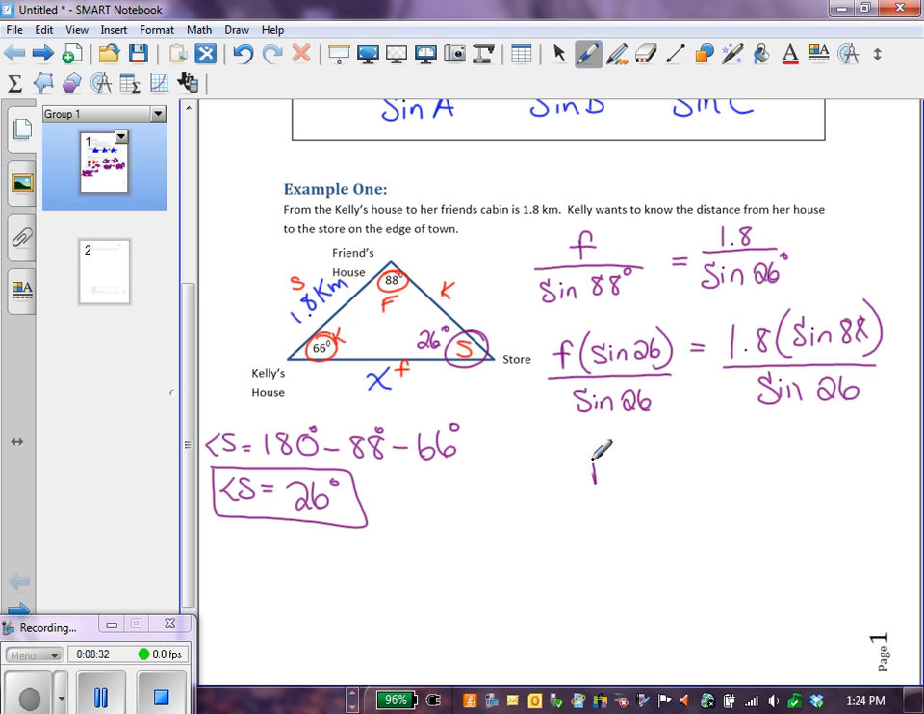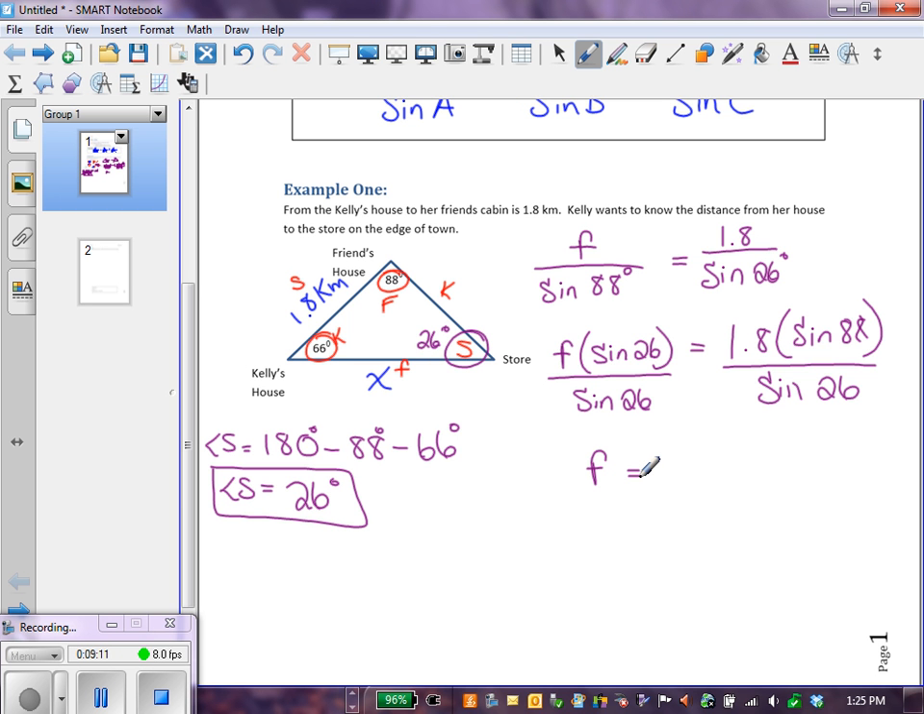In your calculator, especially those of you with graphing calculators, you can do a lot of this in one step. For those of us who want to take it slower, this is okay. I would do sine of 88, figure out what that decimal is, leave all the values on the screen, and then hit times 1.8, hit equals, and then if you're using a graphing calculator, you can do divide by sine of 26, remembering to close your brackets after the 26.